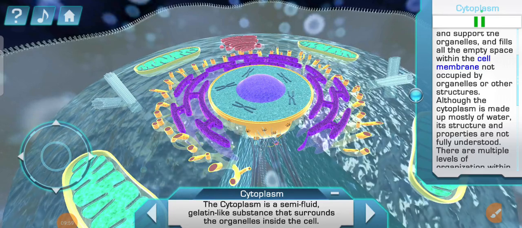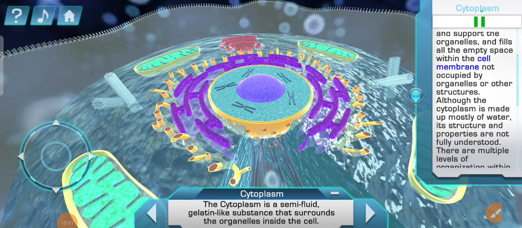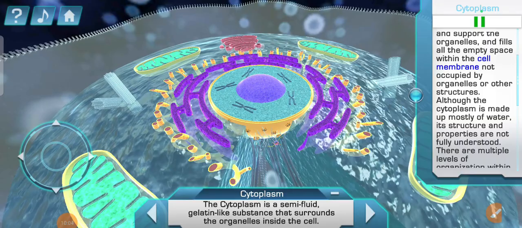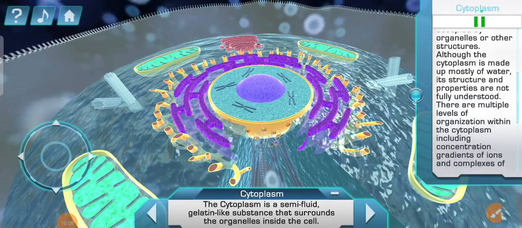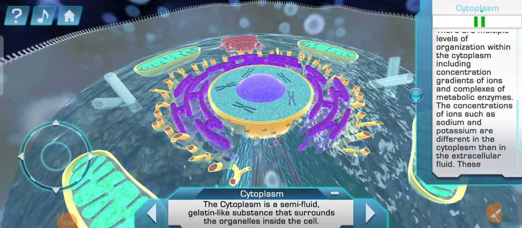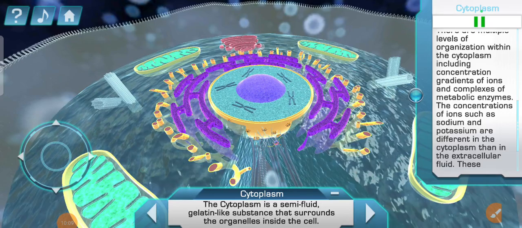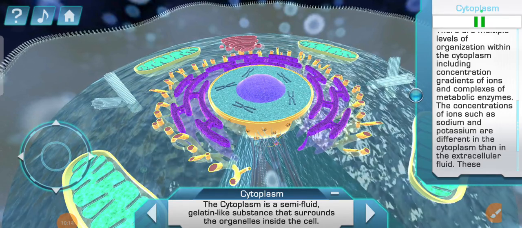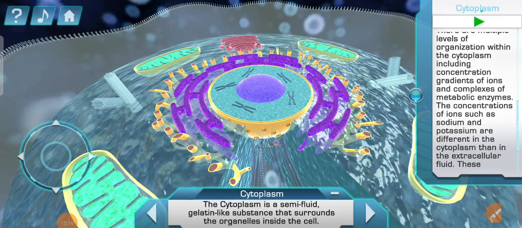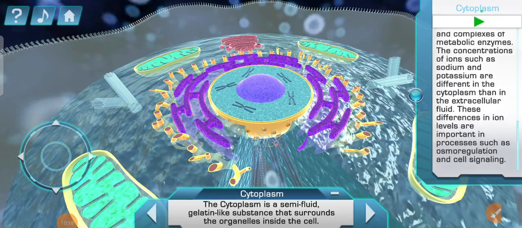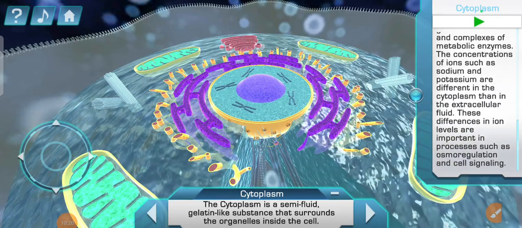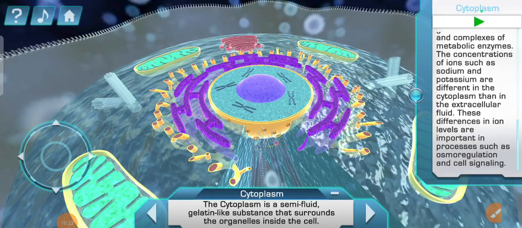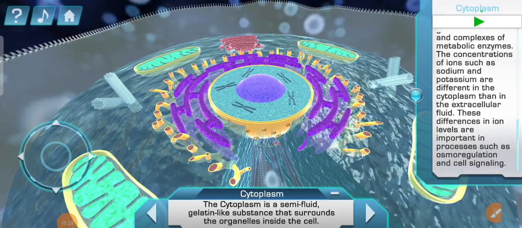Although cytoplasm is made up of mostly water, its structure and properties are not fully understood. There are multiple levels of organization within the cytoplasm, including concentration gradients of ions and complexes of metabolic enzymes. The concentrations of ions such as sodium and potassium are different in the cytoplasm than in the extracellular fluid. The difference in ion levels is important in processes such as osmoregulation and cell signaling.